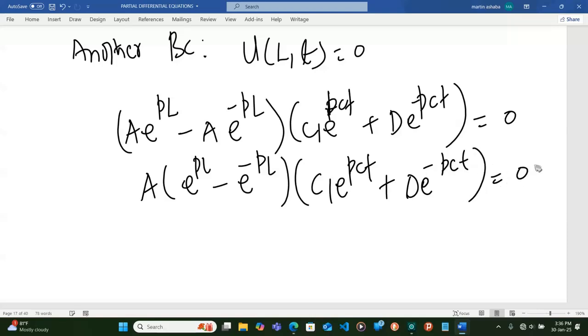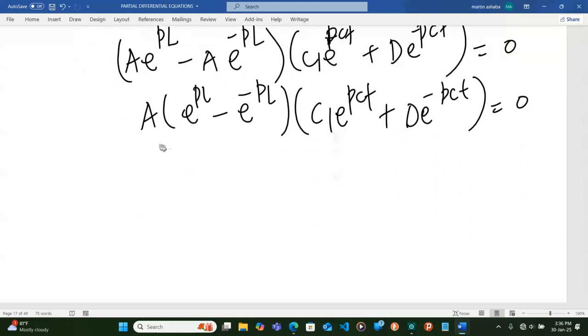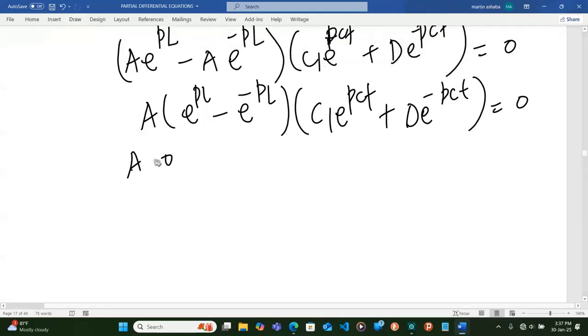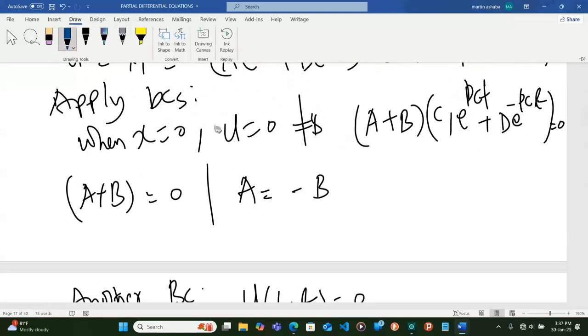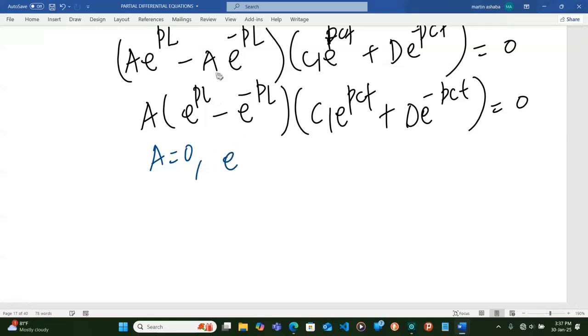So is this going to be 0? Now remember our A can't be 0. So if A cannot be 0, then you'll find that, for simplicity, let us say that this cannot be 0. Remember what we had up there? We said A is equal to negative B. So if A is equal to 0, this one can't be 0.